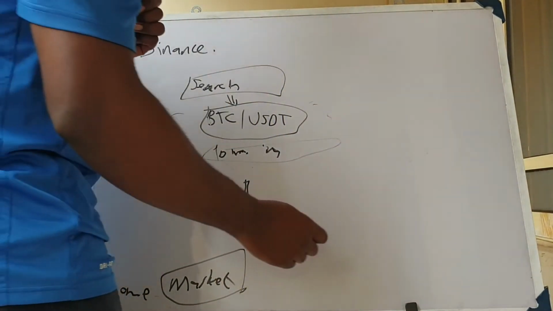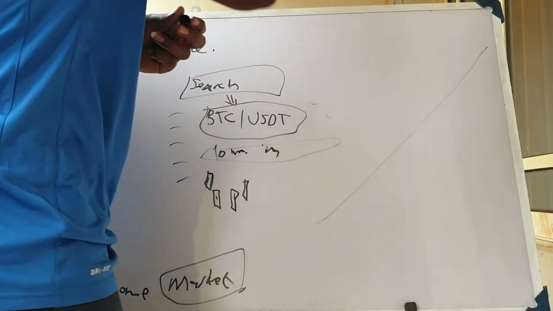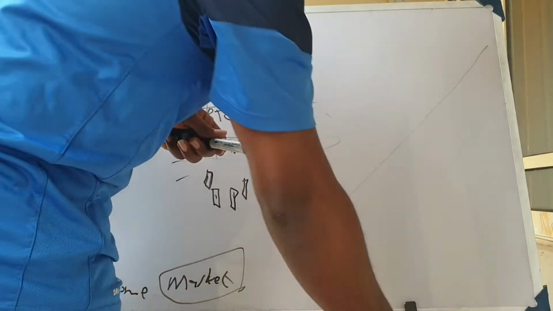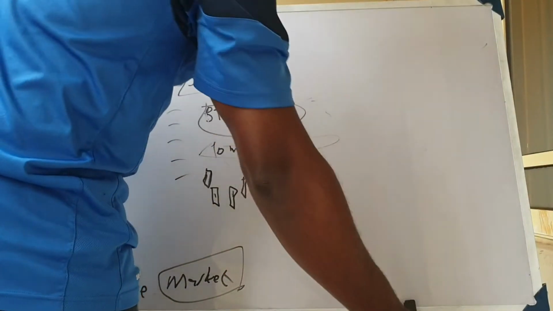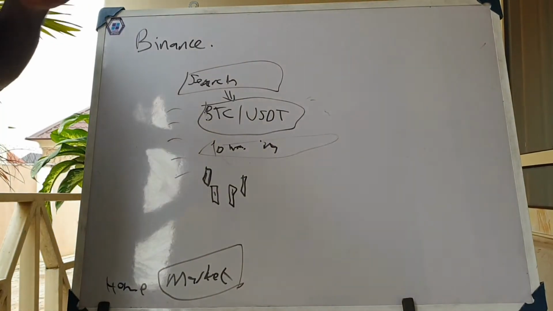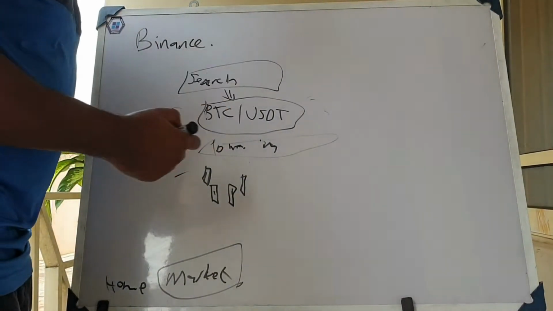The market doesn't go like this. It's not one straight line that just keeps going and price keeps increasing. No, price is bound to retrace. Price is bound to come back for a retracement. It's bound to pull back.